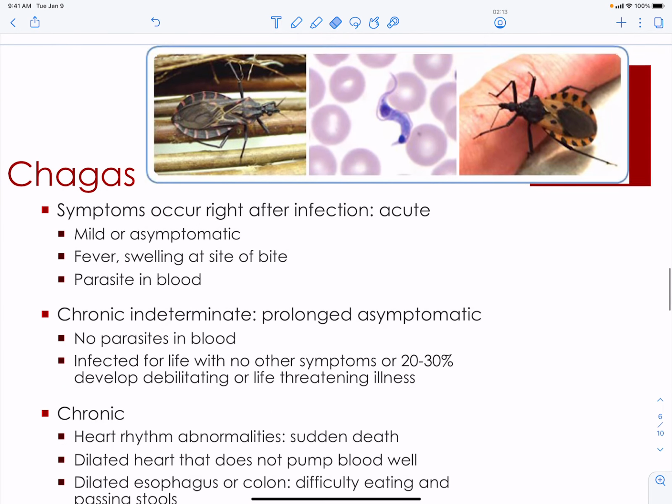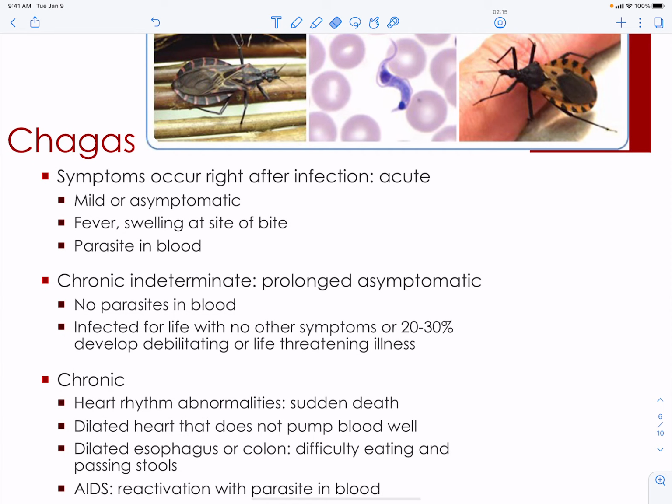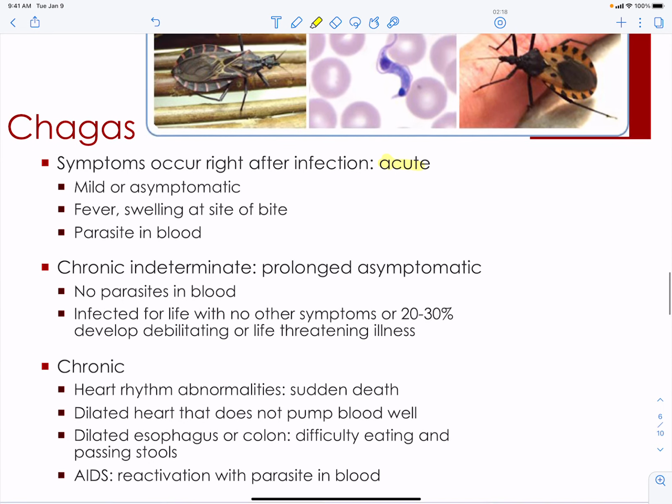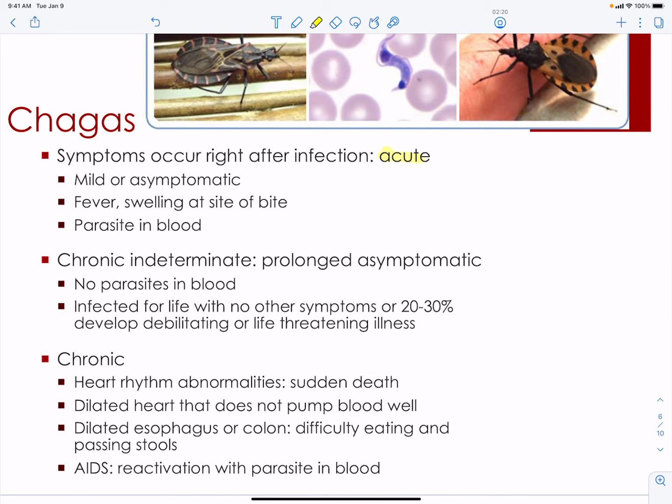Now, the symptoms are going to occur right after infection, so it's a very acute presentation. You're going to have fever, swelling at the site of the bite, such as the eyes and eyelid, and parasite in the blood. This is going to be chronic and indeterminate, so you can't detect the parasites. You're going to be infected for your life, and about 20 to 30% will develop debilitating, life-threatening illnesses, and everyone else who gets infected will have no other symptoms.